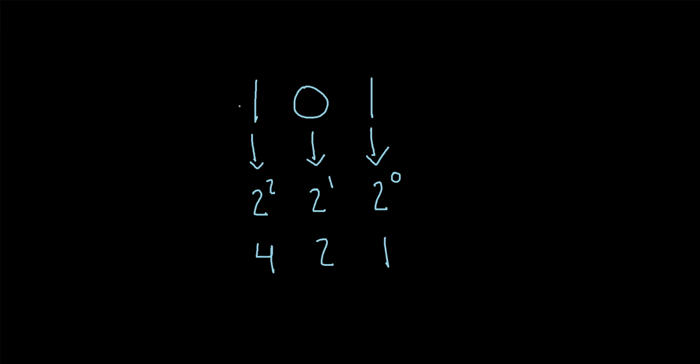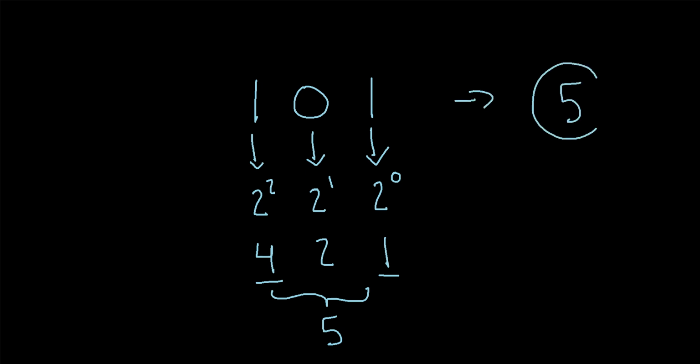So the way that we convert this binary to a decimal is we say, if there's a 1, we'll go ahead and just underline the 1 right here. If there's a 0, we don't need to underline it. And if there's a 1 right here, we'll underline this value again. So our final answer is just going to be the sum of the underlined values. So in other words, 4 plus 1 is 5. So the binary value 101 is equal to 5 in the decimal system.